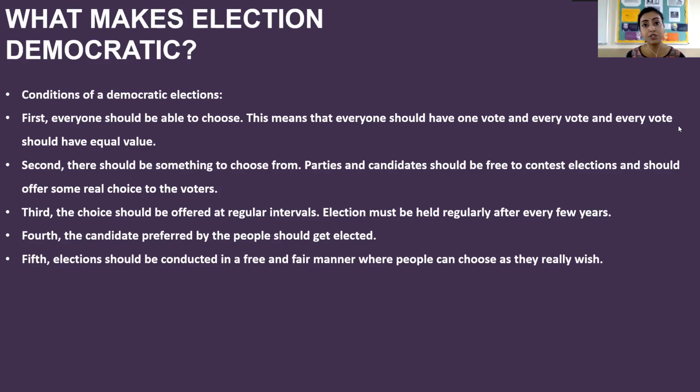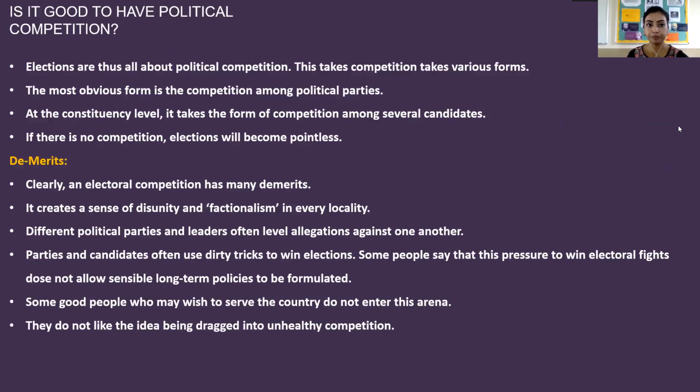And lastly, elections are conducted in a free and fair manner where people can choose as they really wish. Everybody above the age of 18 can come and cast their votes, and it's always free and fair. Nobody forces upon whom you have to vote. So these are the 5 reasons which state that elections are democratic in nature.